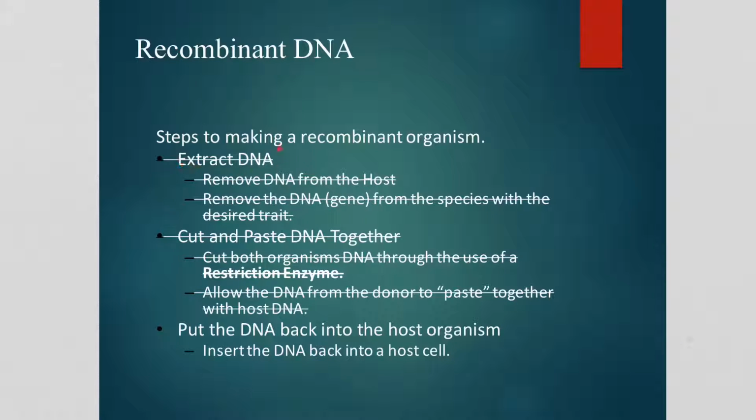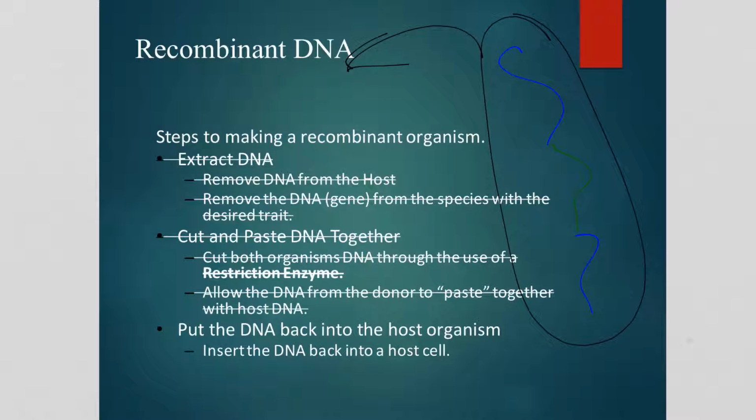Step 1 was to extract the DNA from the cell. Step 2 was to cut and paste that DNA together. We used restriction enzymes with sticky ends to cut DNA out. The last step is, once we cut and paste that DNA together, we have to put that DNA back into the host organism. So we've already taken out a piece of DNA. We've already edited it so it has the traits that we want. So now our job is to get that DNA back inside the organism that it belongs in, so that organism now has the traits we've added to the DNA.